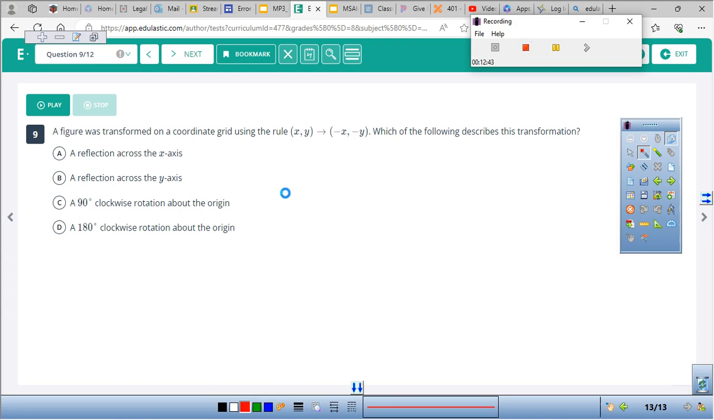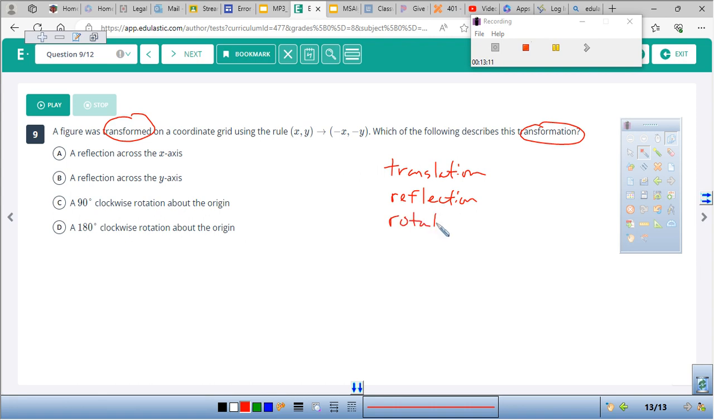Okay, so on this one here, they want to go ahead and figure out the transformation. Transform means reflection. Okay, so again, the transformations are all of them. The first one we covered was a translation, and then it'll be the reflection, and then it'll be the rotation. And all these are congruent transformations. So basically, the figure stays exactly the same size.